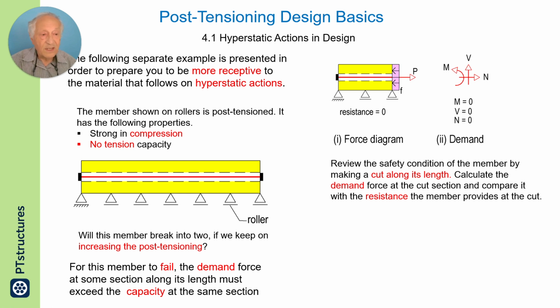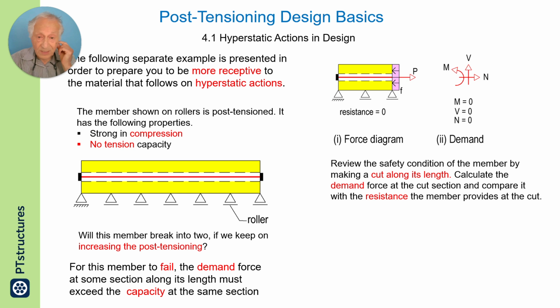In this case, does it mean that there will be no stresses at the face? No. At the face, I have this post-tensioning tendon, which will result in stresses. But they are in equilibrium, like the one on the right is in equilibrium. So the answer is no, this member will not fail, irrespective of the amount of post-tensioning.